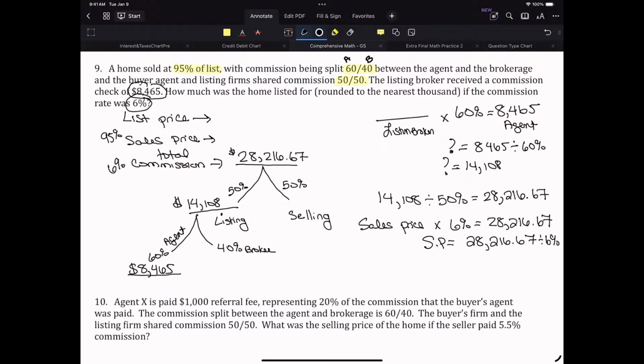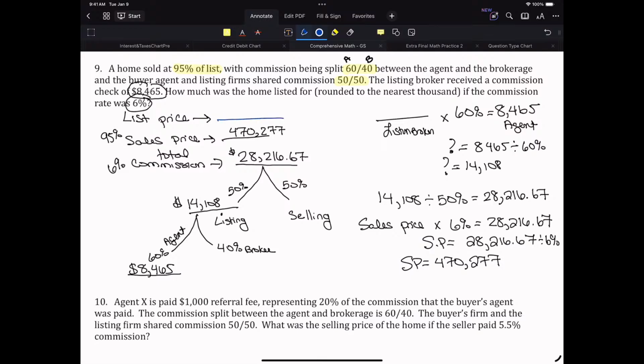Let's try that again. 28,216.67 divided by 6% gives me a sales price of $470,277. I'm just going to leave the change off because it's a long number. That was my sales price.